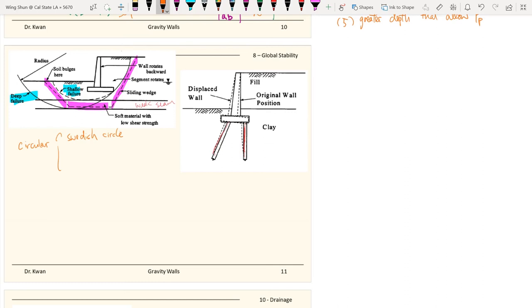Other computational methods include the OMS, the ordinary method of slices, or the Bishop method, or the Spencer method. We cover all of this in CE5660. Or you can crack open a slope stability manual or textbook. It will show you the procedure for how to do that.